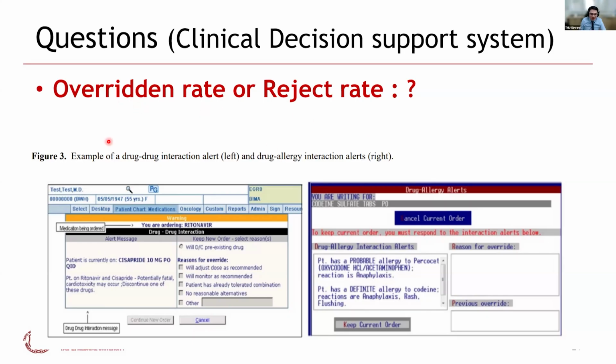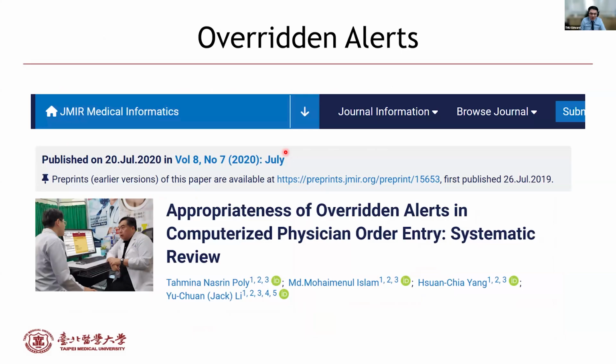Now we show a reminder to the physician, a lot of reminders. But finally, what is the accept rate for the physician? The answer is in the overridden alerts. We have a study, you can go to see the appropriateness of overridden alerts in computerized physician order entry. This is a systematic review.